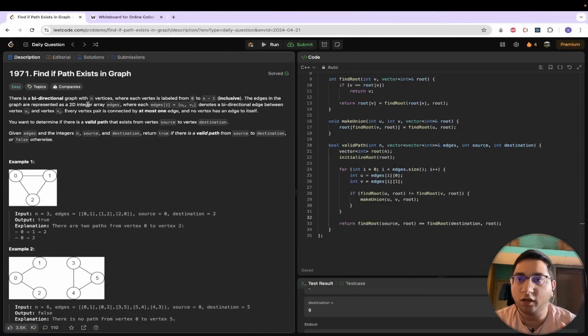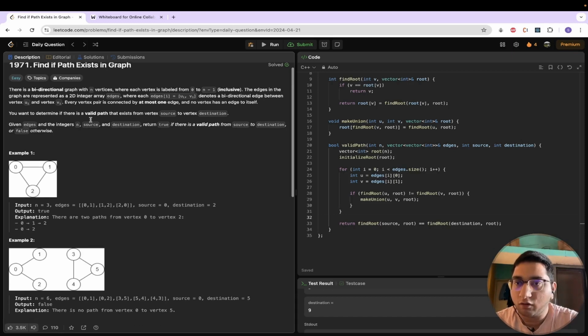So what is given in the question is that there are n vertices and each vertex is labeled from 0 to n minus 1, and this graph is given in the form of an edge list. Edge list means that for each particular edge they will be giving two vertices between which the edge exists. And what they have asked in the question is that there will be one source and one destination, and we need to check if the path exists between source and destination.